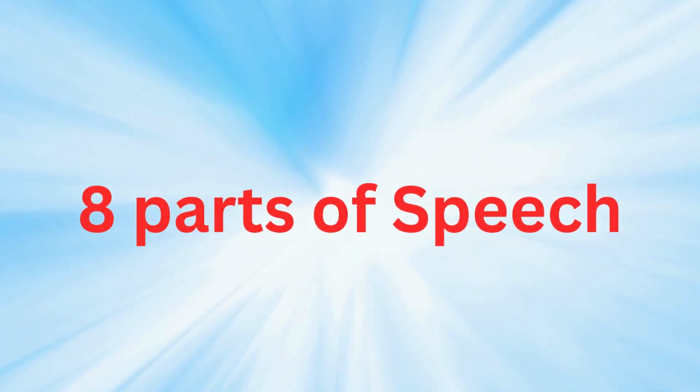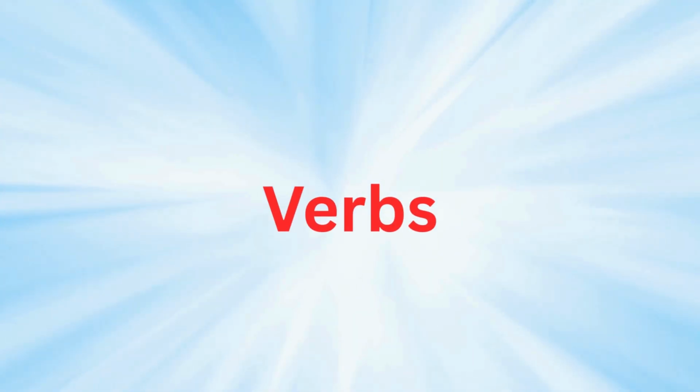In our previous lessons, we introduced the 8 parts of speech and studied nouns and pronouns step by step. Today's video is a continuation of that series, and we are now focusing on verbs. Verbs are extremely important because no sentence can be complete without a verb. In this lesson, we will explain what verbs are, their main types, and how they change in different tenses. By the end of this video, you will have a strong and clear understanding of verbs in English.